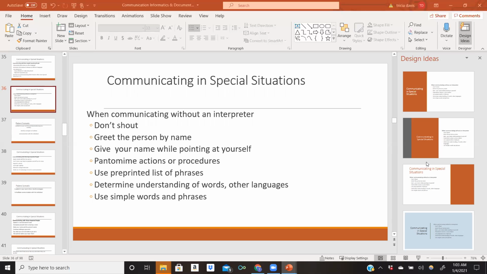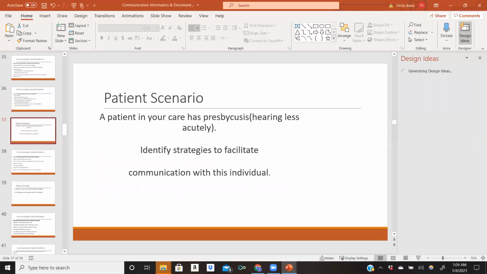But it does happen. You want to greet the person by their name. You want to give your name, right, while you're pointing at yourself. So you want to point to yourself and say, I'm Trish, my name is Trish. You can pantomime actions or procedures if you can. You can use a pre-printed list of phrases that you know that they'll be able to understand. You can determine understanding of words in other languages. And then try and use your language just to minimize it to simple words and phrases that you know that they're going to be able to understand.